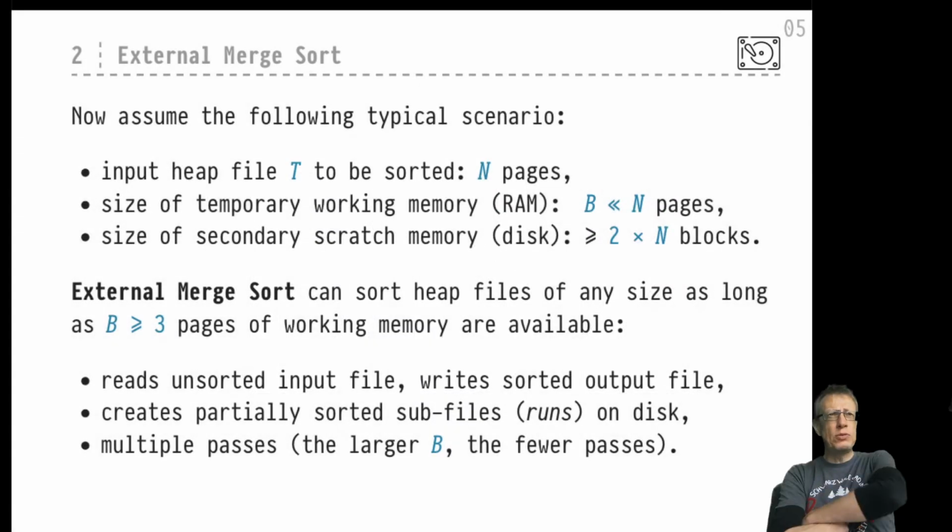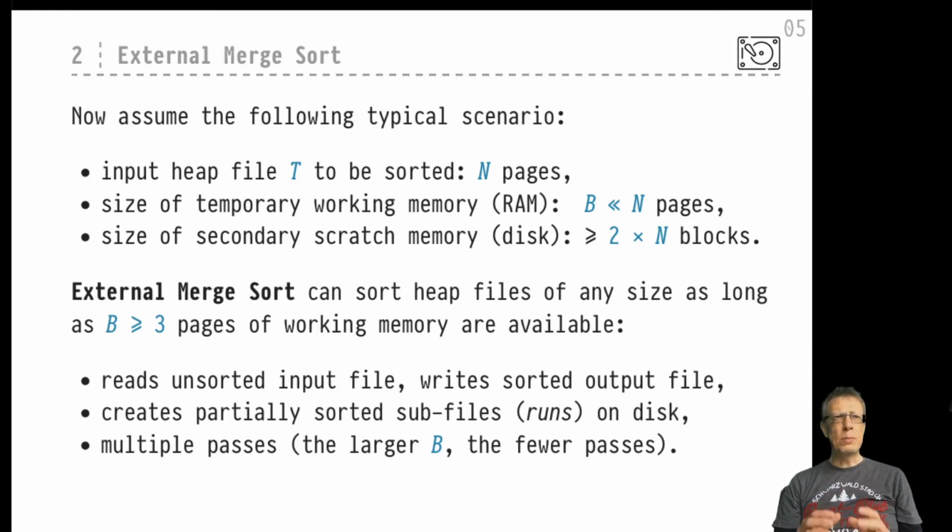Okay, welcome back to our discussion of Chapter 11 in the DB2 course. Let's use this video to have a look at the details of external merge sort, the sorting algorithm used by relational database systems when it comes to the sorting of tables of arbitrary size when the available working memory in RAM is limited, when it's really scarce even.